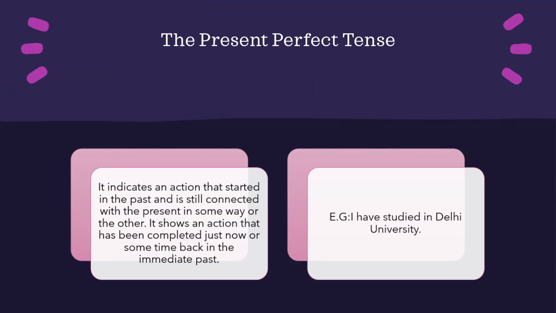Let's move on to perfect tense. First is the present perfect tense. This particular tense indicates an action that started in the past and is still connected with the present in some way or the other. It shows an action that has been completed just now or some time back in the immediate past. For example, I have studied in Delhi University.